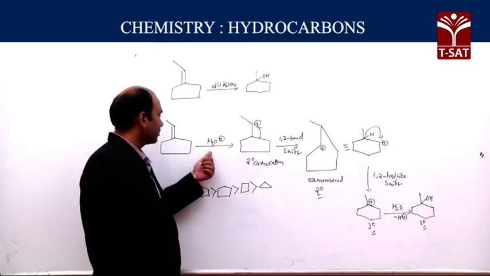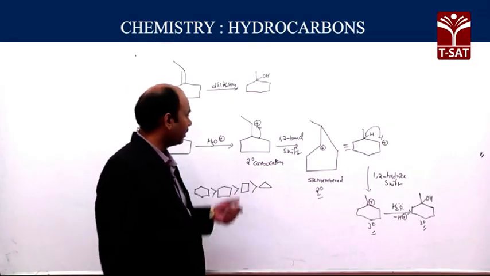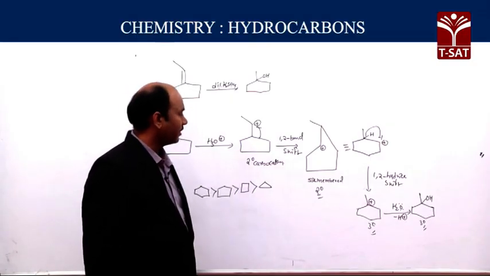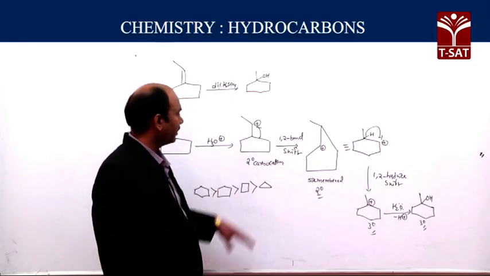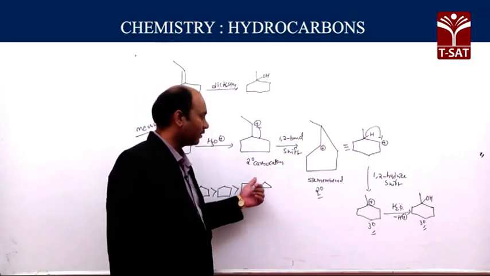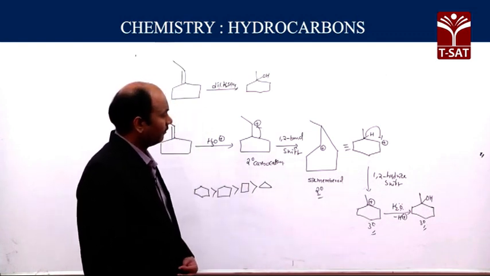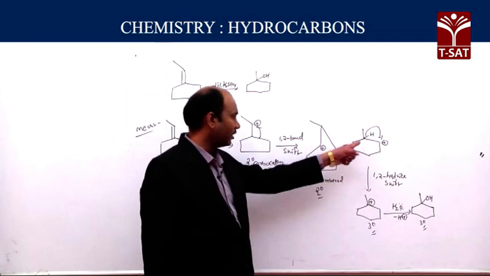So, this alkene is treated with H3O+, and a secondary carbocation is formed. In the secondary carbocation, a 1,2 bond shift takes place. If a 1,2 bond shift takes place, what happens? The ring is expanding. This is a 5 membered ring, and the 5 membered ring is converted into a 6 membered ring, and it is also a secondary carbocation. But here we have one more important step, that is the 1,2 hydride shift.